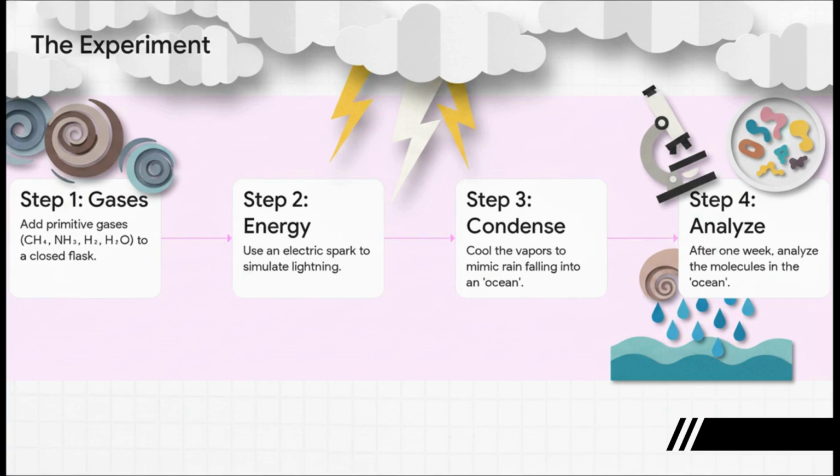So in step 1, they pumped in those gases: methane, ammonia, hydrogen, water vapor. For step 2, they used electric sparks to act like lightning. Step 3, a condenser cooled everything down, just like rain, which washed any new chemicals into a flask at the bottom, their mini ocean. And after running this for just 1 week, they did step 4. They analyzed what was in the water.